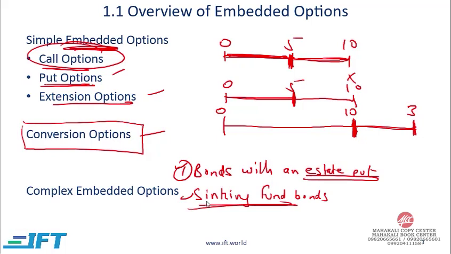Sinking fund bonds require the issuer to set aside funds over time in order to retire the bond issue. This helps reduce credit risk. Sinking fund bonds might have other provisions such as acceleration provisions or delivery options. As you might imagine, valuing complex embedded options is extremely difficult, and this particular reading does not focus on them. You will see that most of this reading will deal with call options, put options, and conversion options.